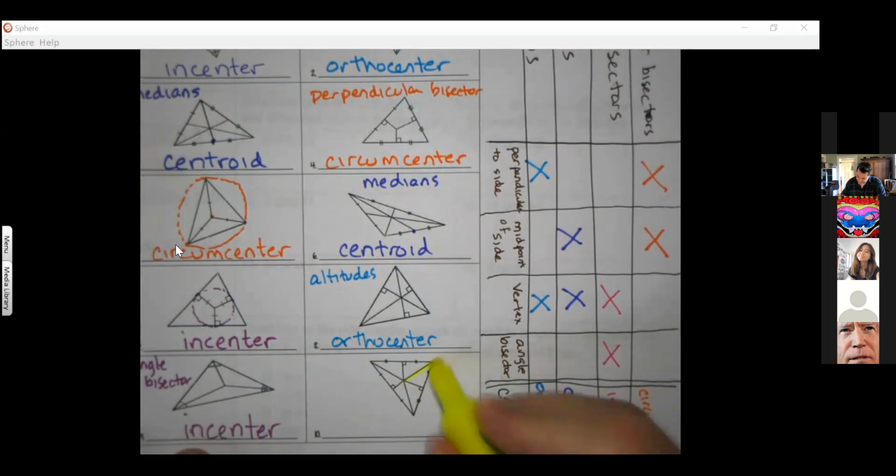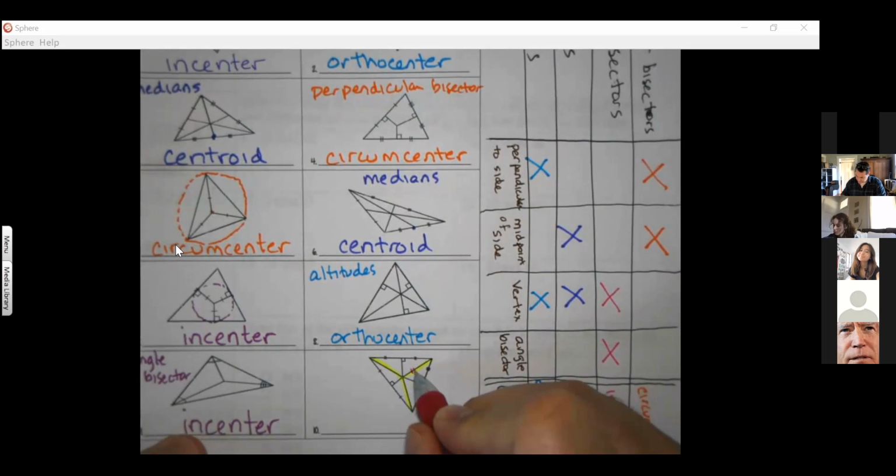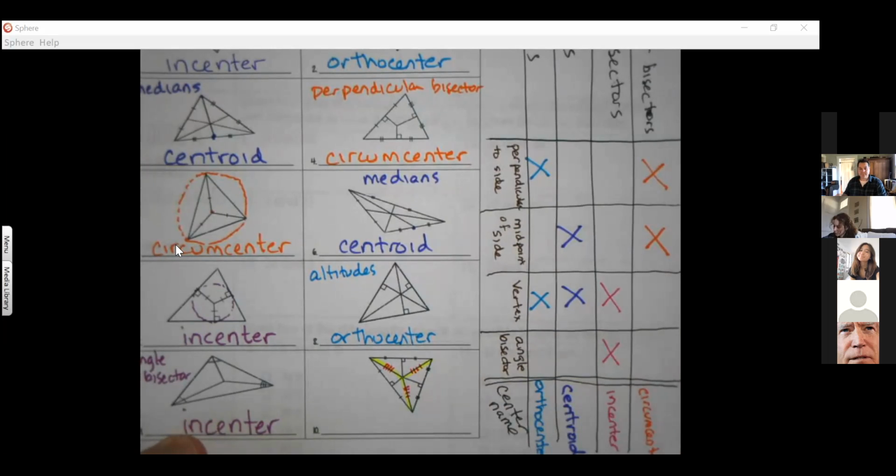That these lengths would all be the same. That's why they're in the picture. But they weren't marked that way. So you're right, this is the circumcenter, because it's formed with perpendicular bisectors.